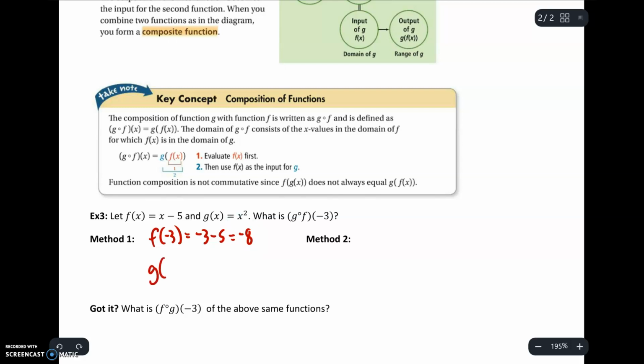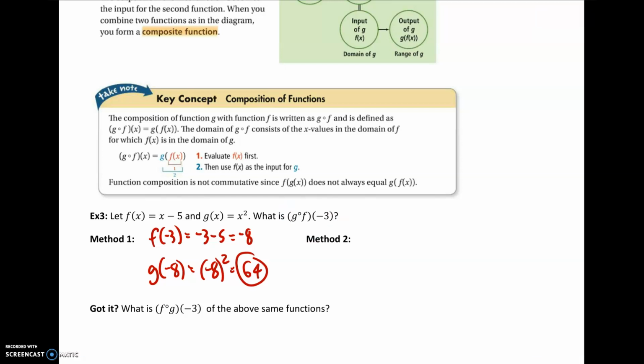So now if I'm looking for g of -8, that means I can take -8 and substitute it in now that I'm using that different function. And -8 squared is just going to get me 64. 64 would be that final result, again, if I'm looking for what we call that composite function.